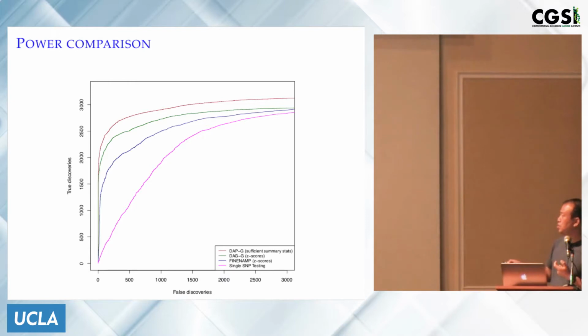So this green line and then purple line is the DAP-G using the Z and R. This is kind of a minimum summary statistics versus the FineMap. So it's an MCMC algorithm. It's actually interesting because they calculate the Bayes factor or the likelihood exactly the same way.